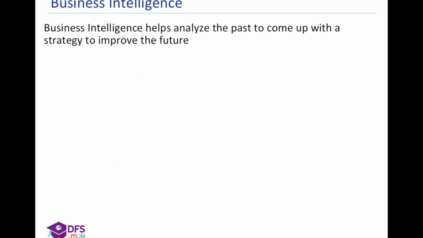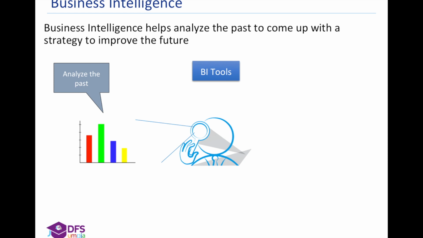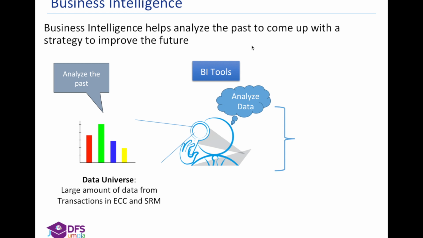So let's get started. One of the first things we have to keep in mind with business intelligence, or BI, is that it helps us analyze the past to come up with a strategy to improve the future. And what does that mean exactly? Well, the BI tools will allow us to analyze data. And when I say analyze data in the past, it's because the data universe that we're analyzing comes from ECC and SRM. There's a large amount of transactional data accumulated from the past, meaning as of yesterday, that the BI tool gathers for us to analyze the data. What we can do with this data, of course, is then improve our future.